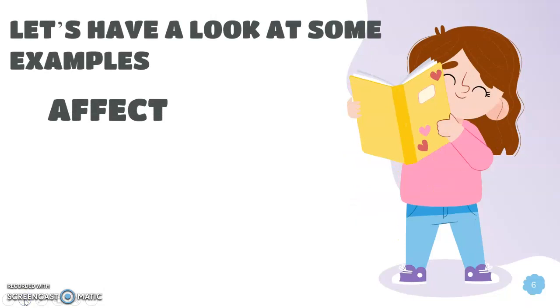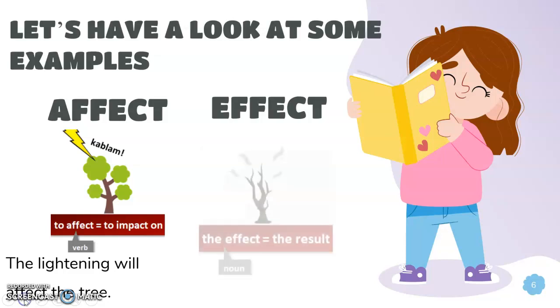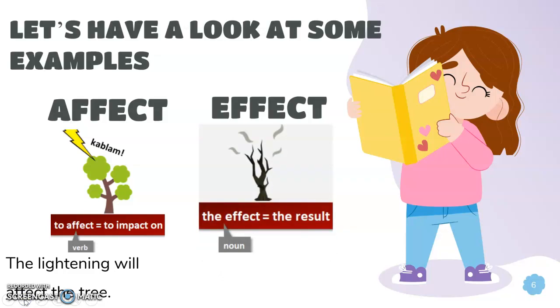Another example is affect and effect. So this is a tricky one to explain. So basically, affect is that something will happen to a noun. The lightning will affect the tree. Whereas effect is the result of what has happened to the noun. The tree was affected by the storm. It depends on the tense, how it is used.